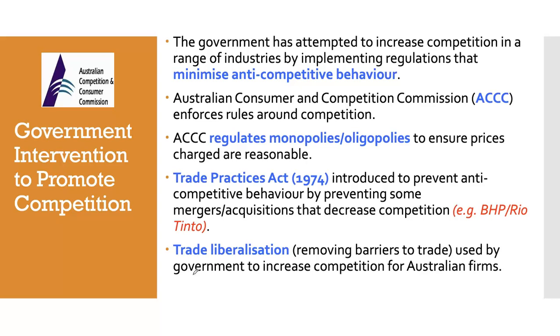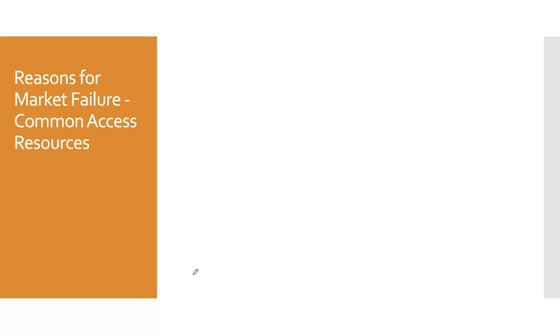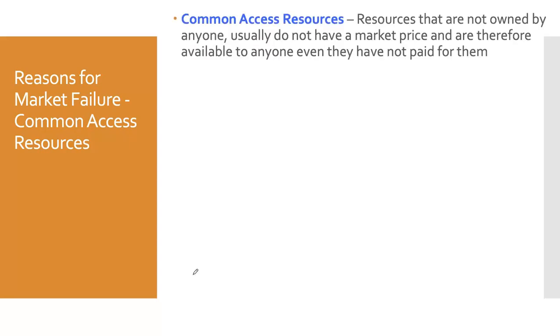And I'll let you read that slide. The final reason for market failure that we discuss, and this is a long video, is common access resources. Common access resources are resources that are not owned by anyone. Usually they don't even have a market price and are therefore available to anyone even if they have not paid for them. So there are some similarities to public goods, but the key here is everyone has them. There's no market price. You do not have to pay for them. Everyone has common access to the resource.